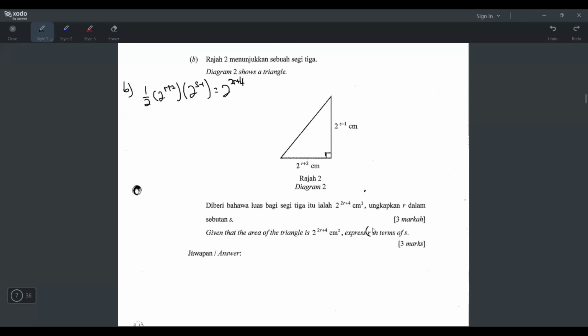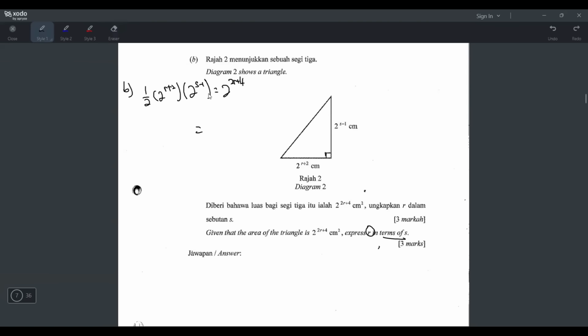And the question asks for r in terms of s. That means we want to make r the subject. Because r in terms of s means r is single and equals to something like this. Okay, how to make sure my r is single? If you look at this now, it is actually an indices question, right?